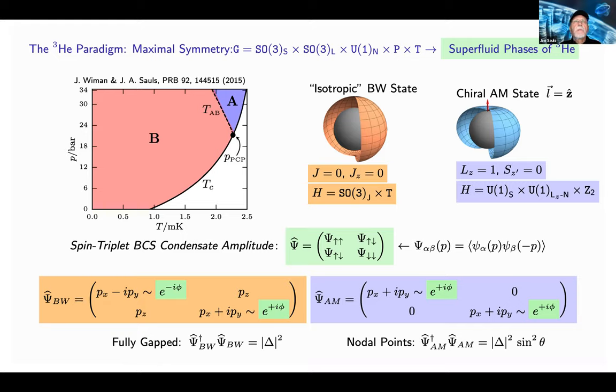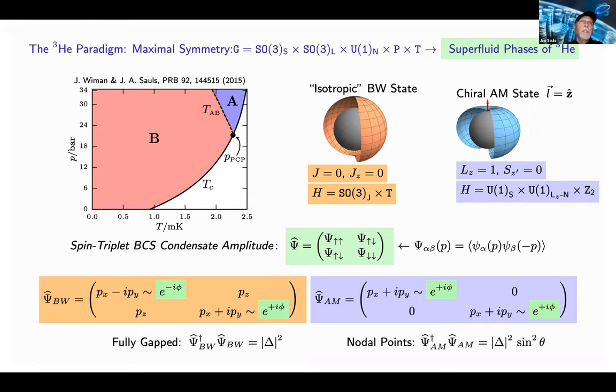The normal state has a very high degree of symmetry. That phase is invariant under rotations in spin space and orbital space. It's invariant under the U(1) global gauge group, and parity and time inversion symmetry. And that allows a lot of room for symmetry-breaking phase transitions to occur.